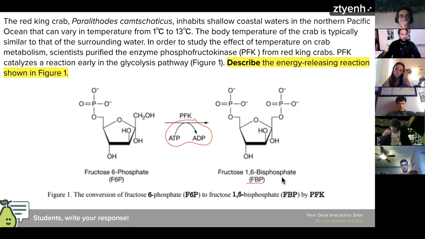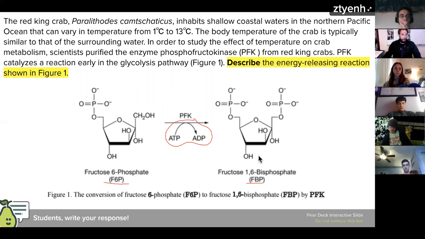Okay. So what are we doing in this reaction? Well, we're breaking down the ATP into ADP, and we're transferring that third high energy phosphate group from ATP to this molecule of fructose 6-phosphate, or F6P. So we're taking the energy that was present in that third phosphate group of ATP, and we're transferring it to fructose 6-phosphate to synthesize, to create a molecule of fructose 1,6-bisphosphate.